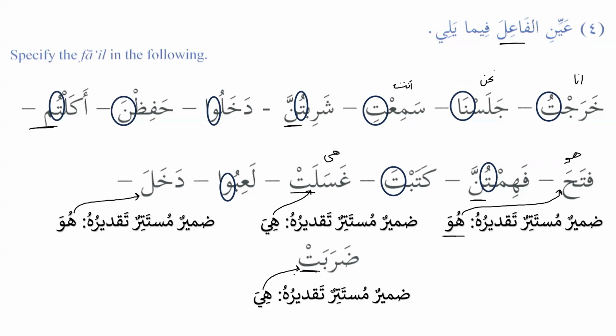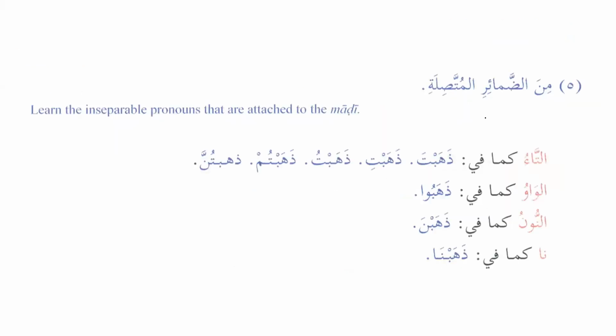So the first and fourth have the hidden damir inside them, whereas the rest you can recognize either through the symbol like ta or tu or ti, or we can recognize them when we use the damair with them, like anta, antuma. So there are two ways to recognize them. Min al-damair al-muttasilah, the connected damair. So learn the inseparable or the connected damair pronouns that are attached to the past tense.